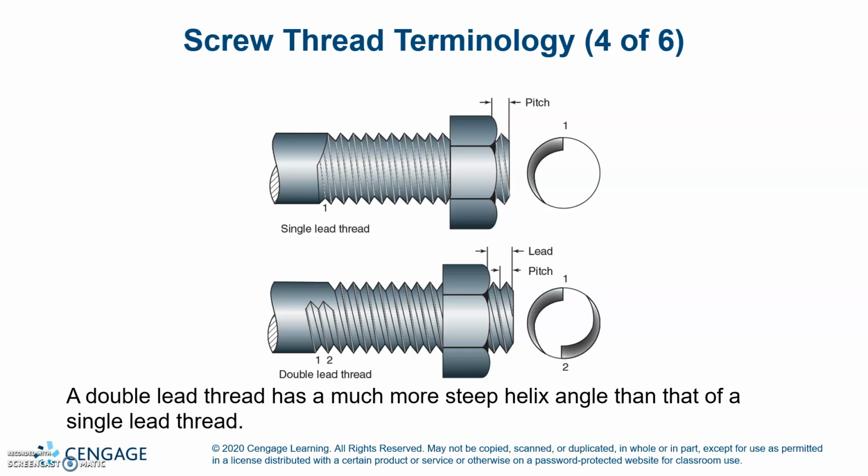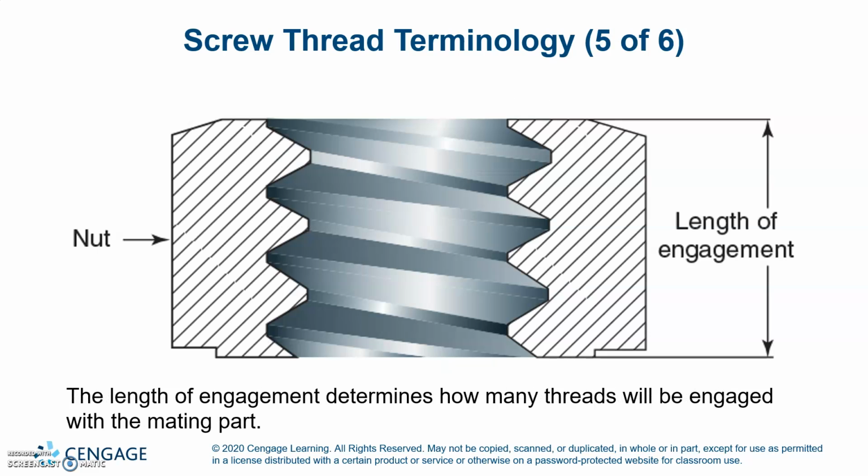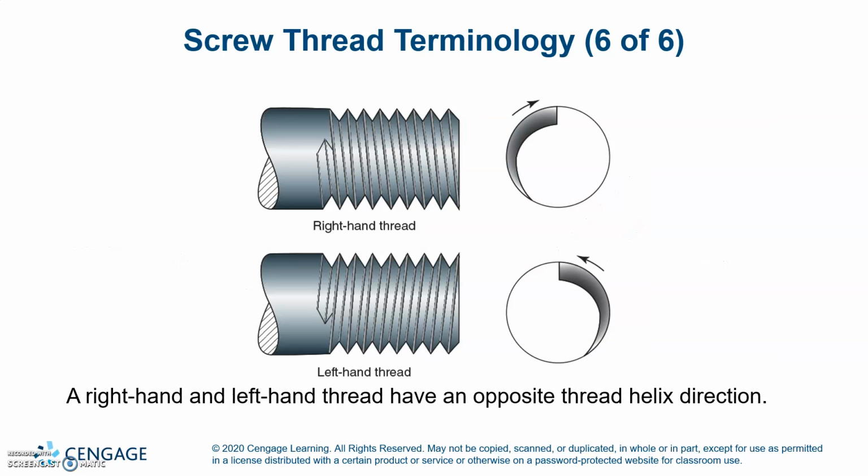So there's a single thread, or single lead thread, and a double lead thread. A double lead thread has a much steeper helix angle than that of a single thread. The length of engagement determines how many threads will be engaged with the mating part. A right hand and left hand thread have opposite thread helix directions.